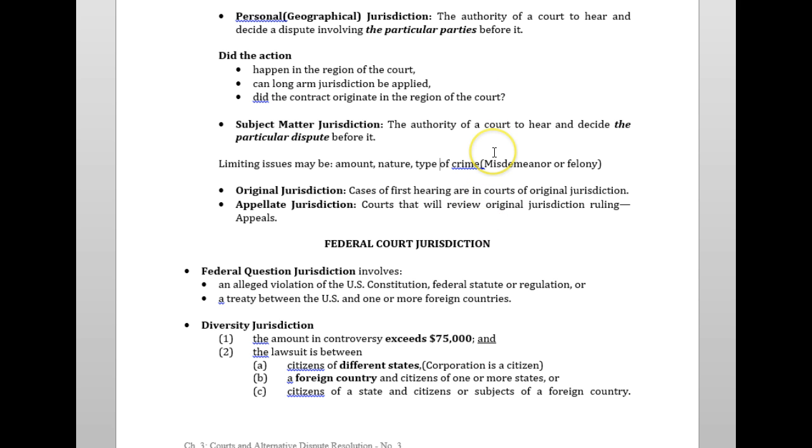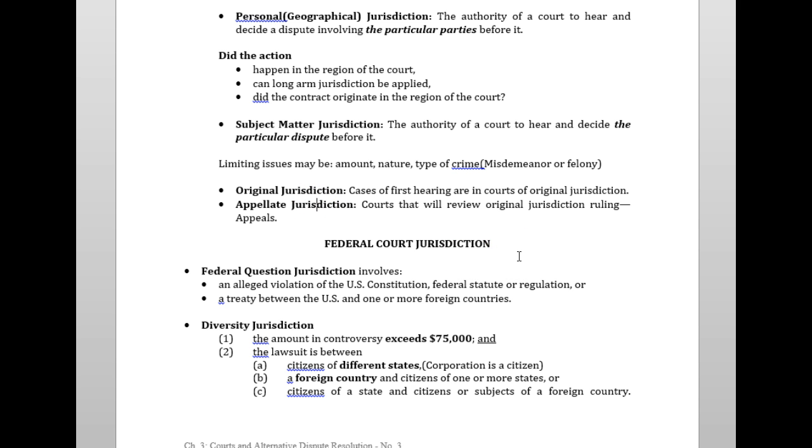All of those things have to be looked at before filing a suit or a case in court. Two other things that you need to be very well aware of: there's something called original jurisdiction and appellate jurisdiction. Original jurisdiction is where the first hearing takes place, and that's usually in a trial court where the original case has been filed. After that case has gone through this court, then it will show up in the appellate jurisdiction.